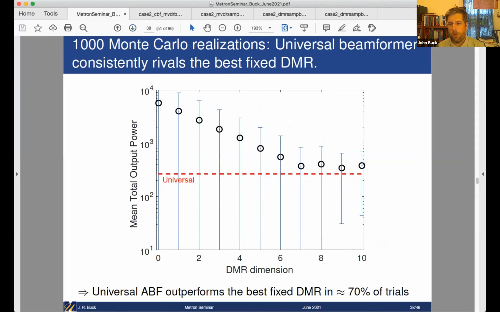And for those of you that have been around before, they might suspect me of cherry picking my results. I went and ran 1,000 Monte Carlo realizations. I didn't run one and wait till I had a good one to show you. This is 1,000, and over again, the universal does better. This is the same plot I showed you a minute ago, except these are now the mean performance over 1,000 Monte Carlos of the individual branches. And again, the universal mean performance is slightly better. And so in about 70% of those 1,000 trials, the universal one was better than the best fixed DMR.